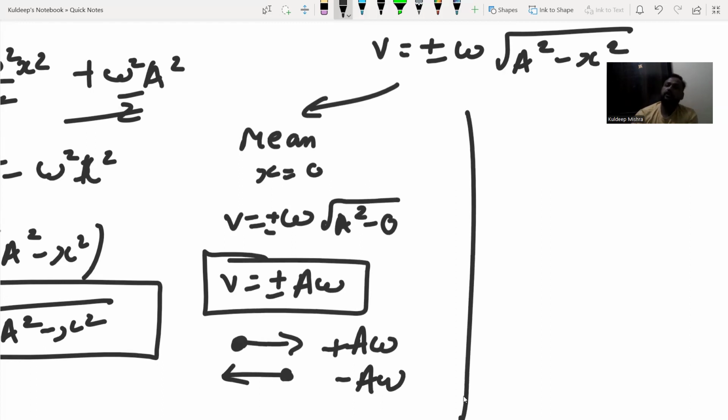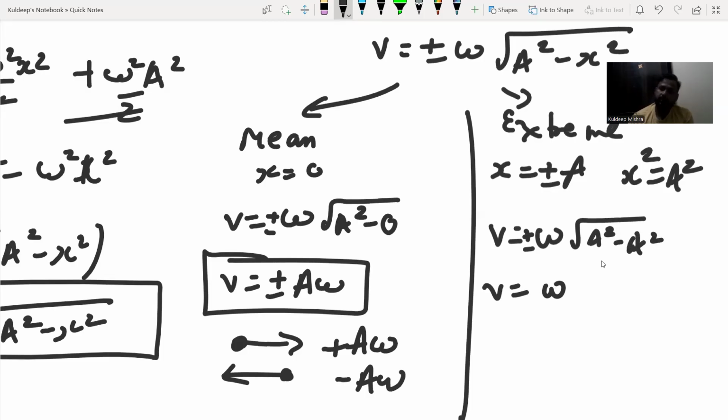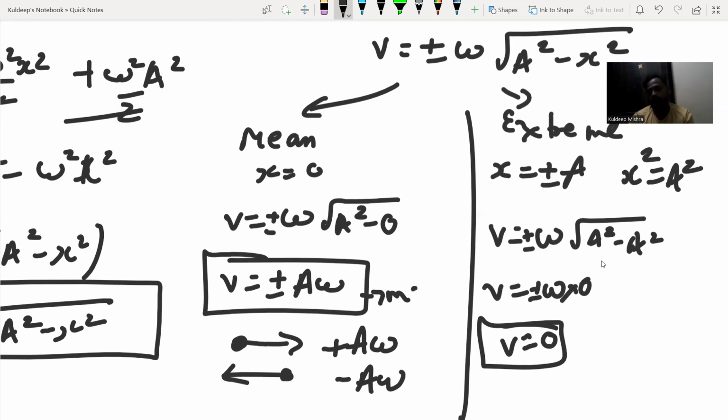Let us also talk about extreme positions. At extreme positions, x will be plus or minus a. In both cases, x square will be plus a square only, right? Because even a negative number's square is positive. So v will be plus minus omega under root a square minus a square. So this is equal to plus minus omega into 0. So velocity is 0, which is the minimum value. This was the maximum value and this is the minimum value.